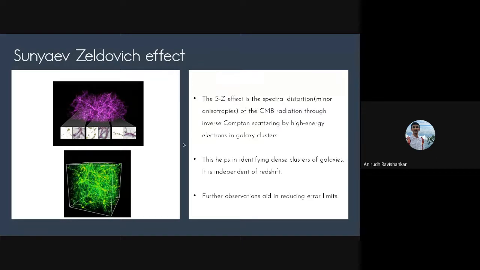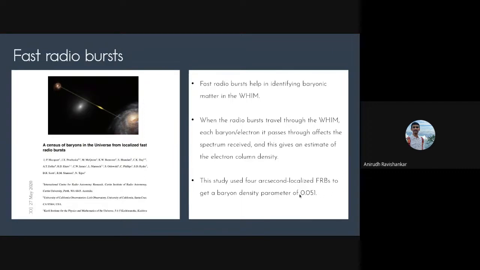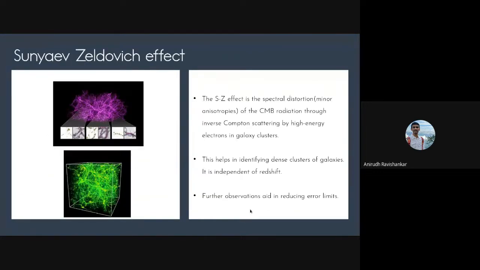And based on these, we are able to estimate whether baryons are there or whether electrons are there. We are able to identify free electrons of baryons in the intergalactic medium or interstellar medium. Specifically, the Sunyaev-Zel'dovich effect is good at identifying dense clusters of galaxies, and it is also independent of redshift. I cannot elaborate more on this because it is sort of complicated, so I will provide a source. But the effect is useful in finding the amount of baryons as well. Currently, what people are trying to do is to confirm this value that we got from the fast radio bursts and confirm if the WHIM is in fact the source of all the missing baryons that we wanted to find. And that's about it.